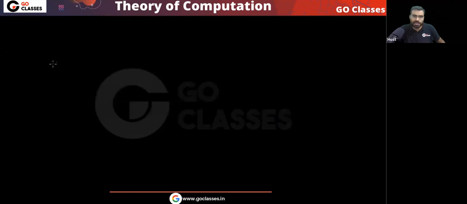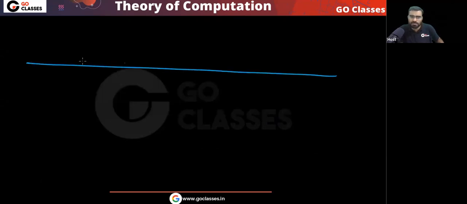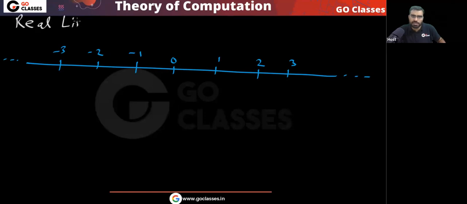Okay, let me tell you, this is the real line: 0, 1, 2, 3, and so on. This is the real line, correct? Now, what I am going to do, notice, this is the real line.